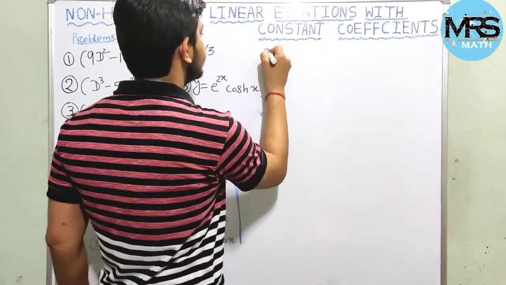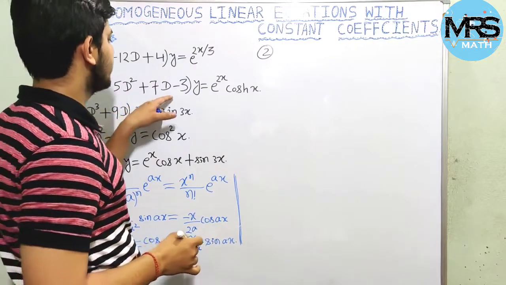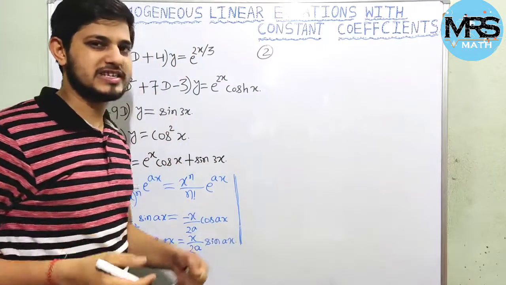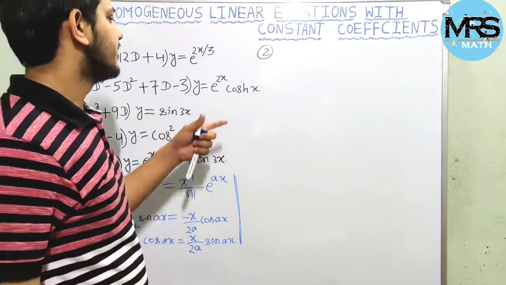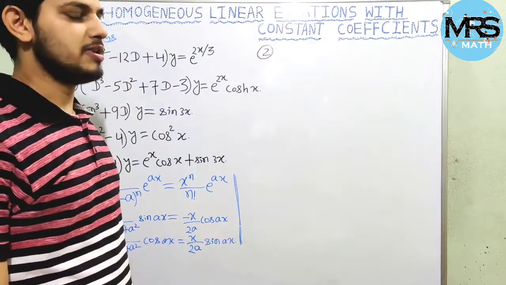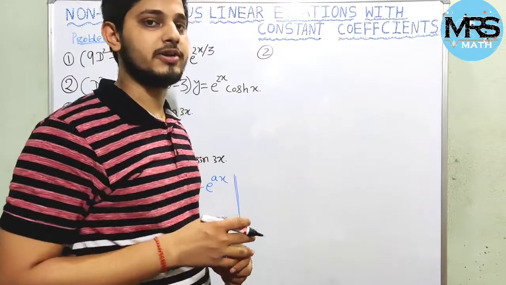So now we can see the second problem, that is (D³ − 5D² + 7D − 3)y = e^(2x) cosh x. Obviously this is non-homogeneous, but on the right hand side a cos hyperbolic function is there. So we'll see, if a hyperbolic function is there, how we can get the particular integral.